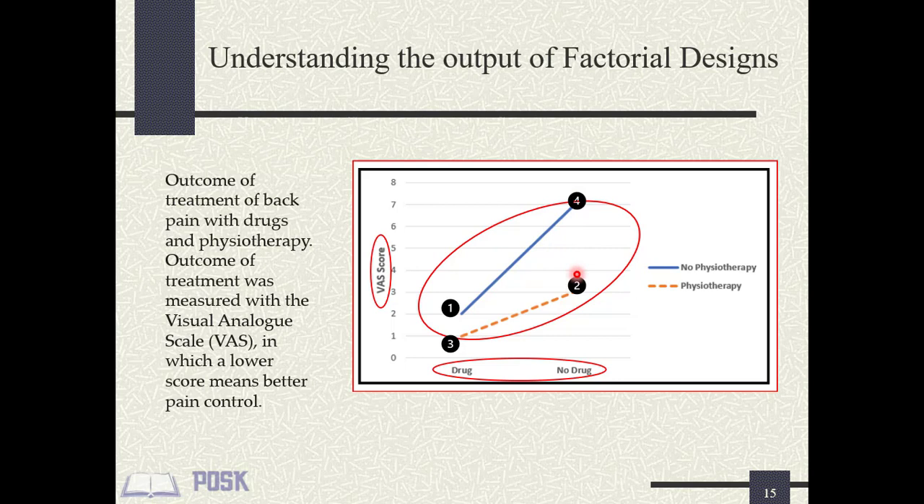So what would be our conclusion from our observation? The first conclusion is that the patients who received a combination of both treatments had better pain control. That is the point labeled 3 on the graph. Number 2, drug on its own appears to be more effective than physiotherapy alone. Patients who received drugs alone had a VAS score of 2, whereas patients who had physiotherapy alone had a VAS score of 3. Finally, as expected, patients who received no treatment performed most poorly, as shown on the graph.